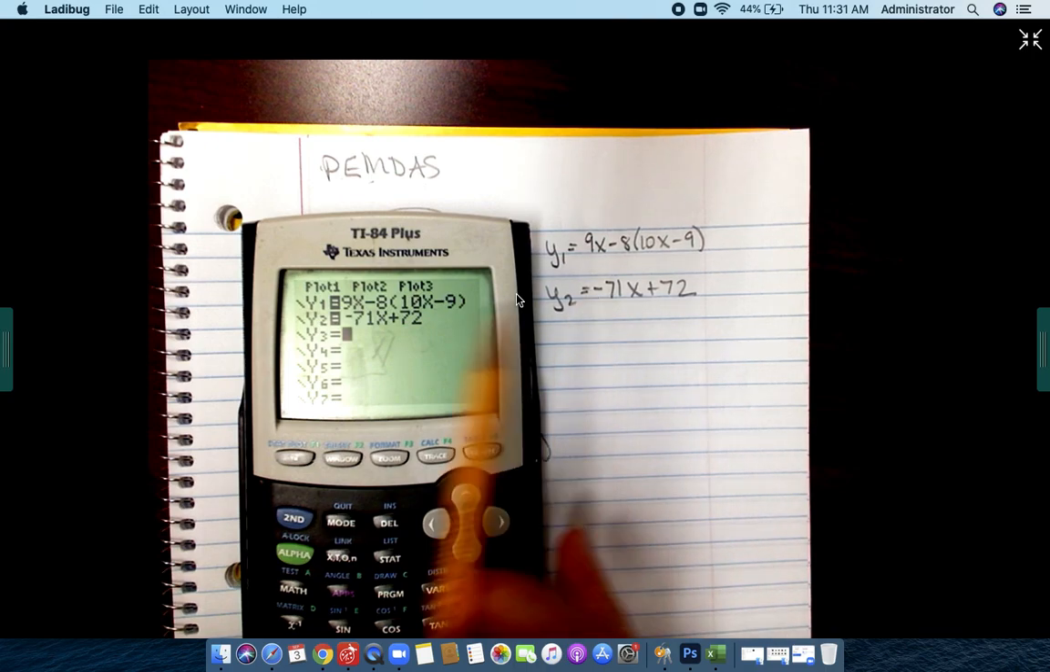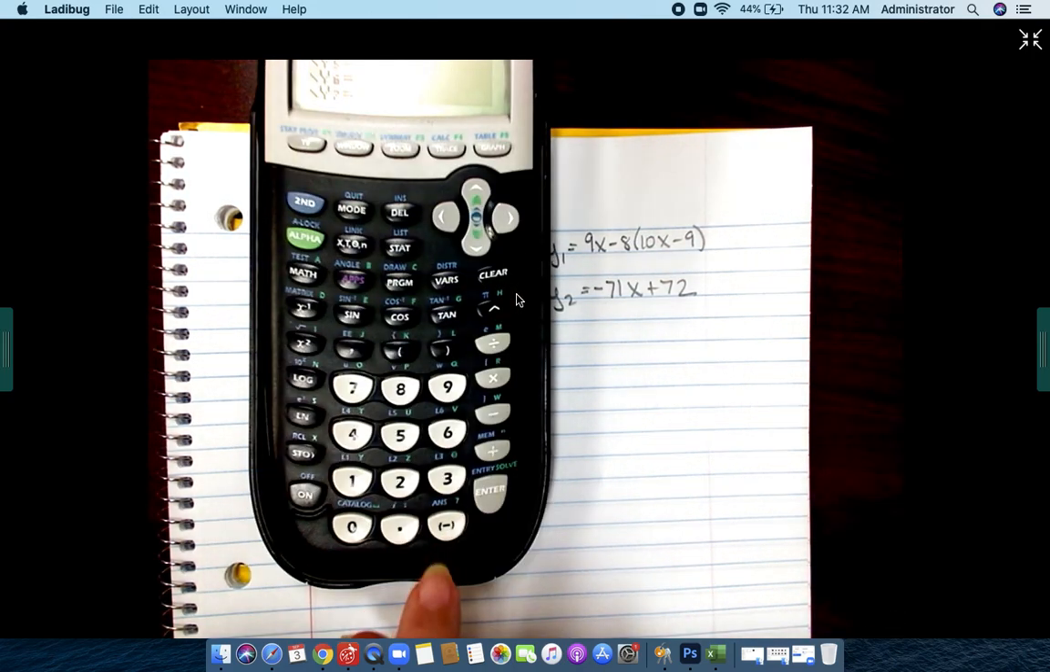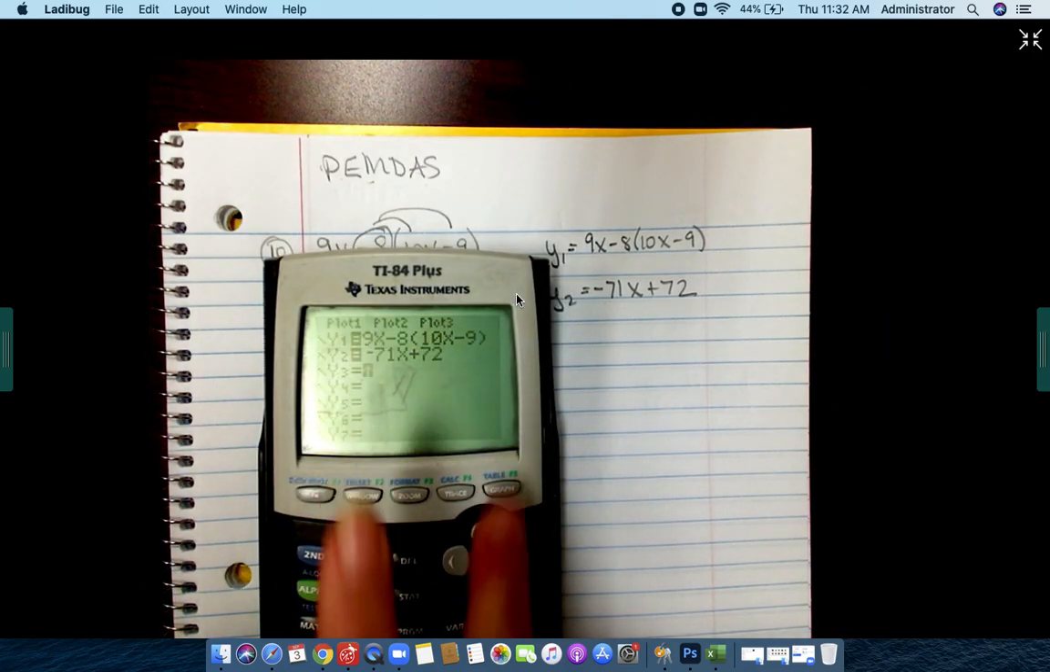So that 71 is negative. If you were to read it out loud, you wouldn't say minus 71x. You would say negative 71x. So that's when you hit the negative key down here. Any other time it's a minus, make sure you're using this button or it will understand it differently.